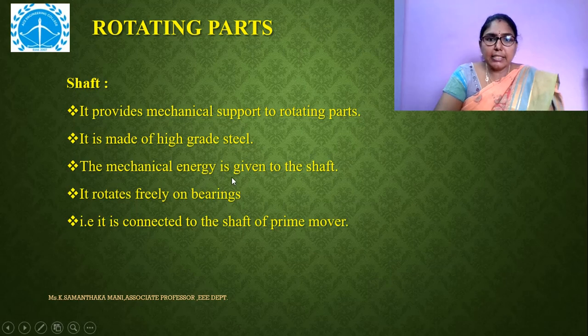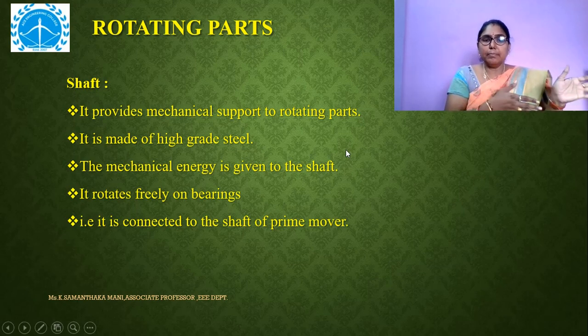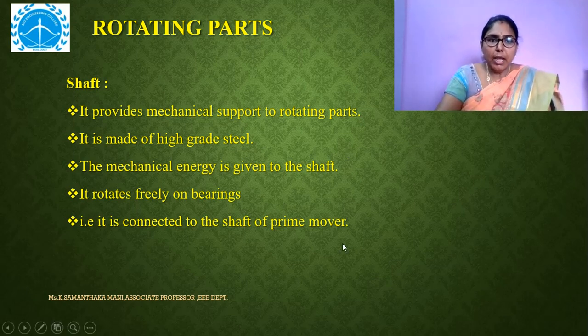The mechanical energy is given to the shaft by using a prime mover. So this shaft has to be rotated by some mechanical means. It should rotate freely on the bearings, and it is connected to the shaft of the prime mover. As I mentioned earlier, it requires a prime mover to get the mechanical energy, and this shaft is connected to the shaft of the prime mover.